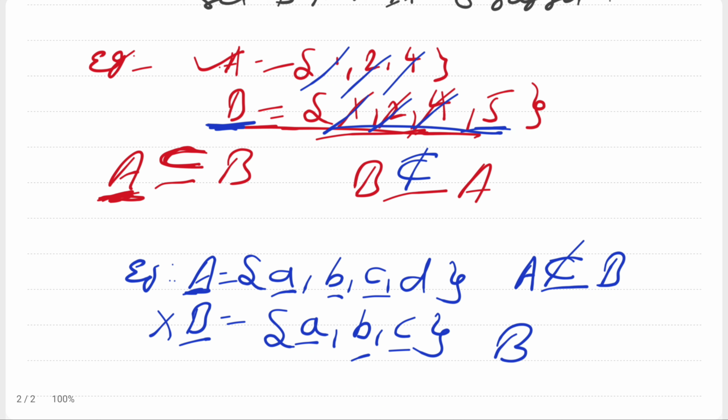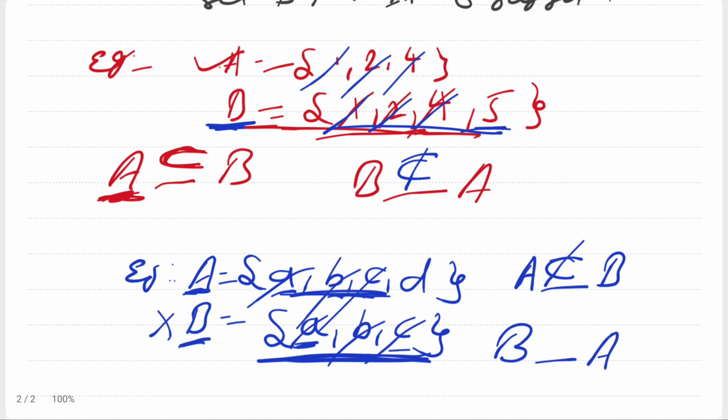But if I ask you, is B a subset of A, let's see. Whatever the element in B, A is there, B is there, C is there, then whatever the element in B is also present in A. So B is a subset of A. I hope you understand the subset.